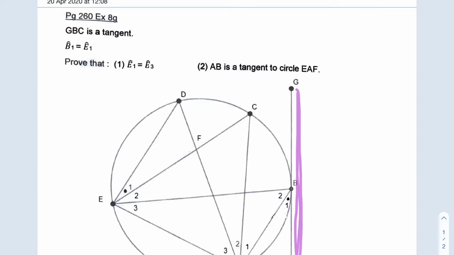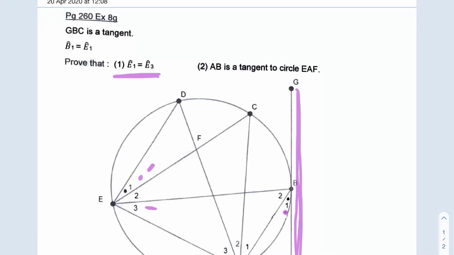And they also tell us that B1, which is sitting over here, is equal to E1, which is sitting over there. So those two angles are equal. And we need to prove, firstly, that E1 is equal to E3. So let's have a look at what we've got. E1 is equal to E3. Let's identify them first. So E3 is there and E1 is there. So I need to somehow prove that those two are equal.